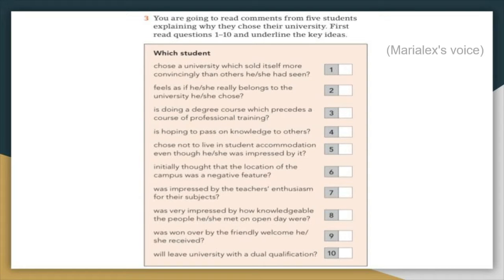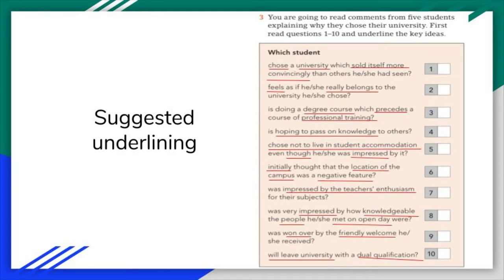Okay, hi everyone. In this section, you are going to read comments from 5 students explaining why they chose their university. But first, you have to read questions from 1 to 10 and underline the key ideas. So this is the moment to pause the video and take your time to underline the key ideas. Then I'm going to show you the suggested underlining from the book.